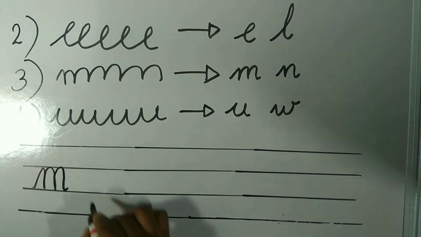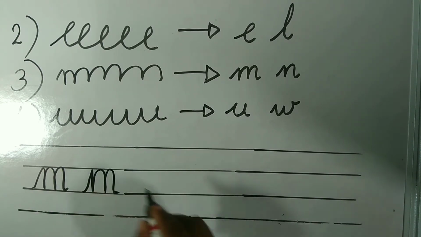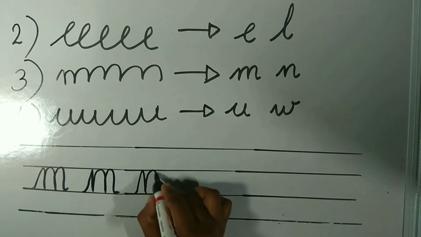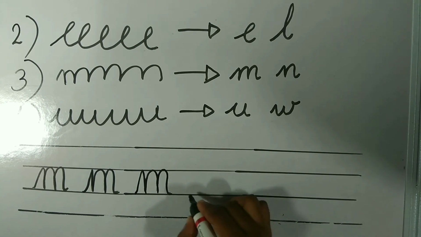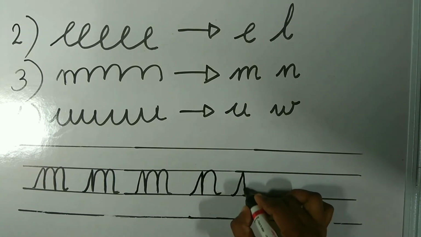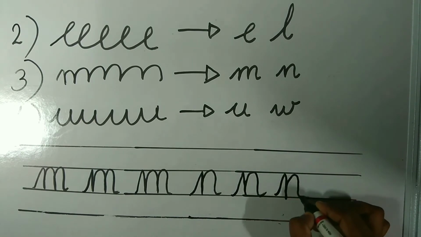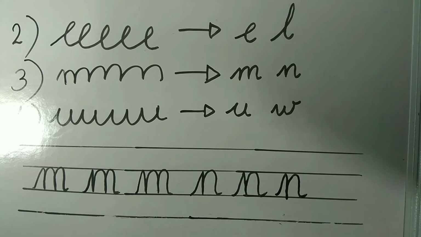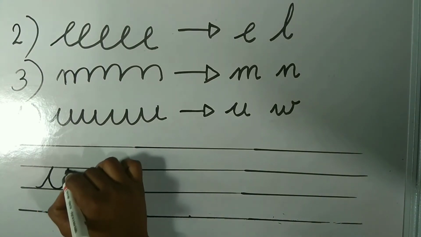Which are the letters we can make from the third pattern? M and N. Okay, how can you write it? Start from the third line, then touch the second line. We need 2 down curves. Okay, M. The next one, start from the third line, go up, touch the second line, and need only 1 down curve. N.